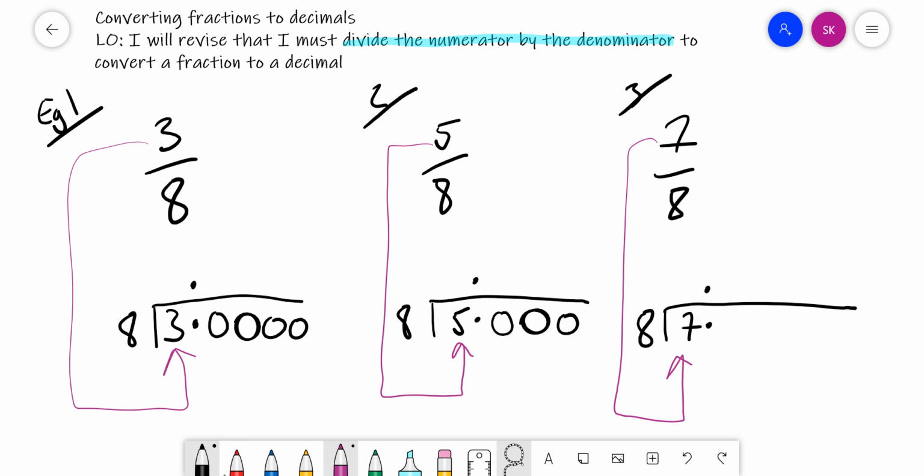You might be wondering why I've done 3 zeros for all of them. The answer is, guys, it doesn't really matter. Well, I didn't even do 3 zeros for all of them. Do as many zeros as you need to. I'm going to do 2 for the last one. So let's get on with it.